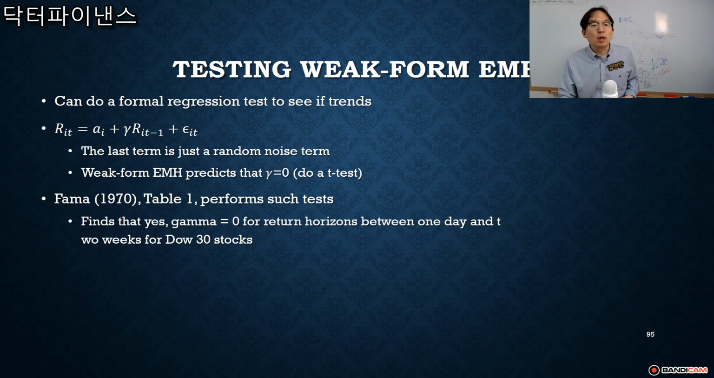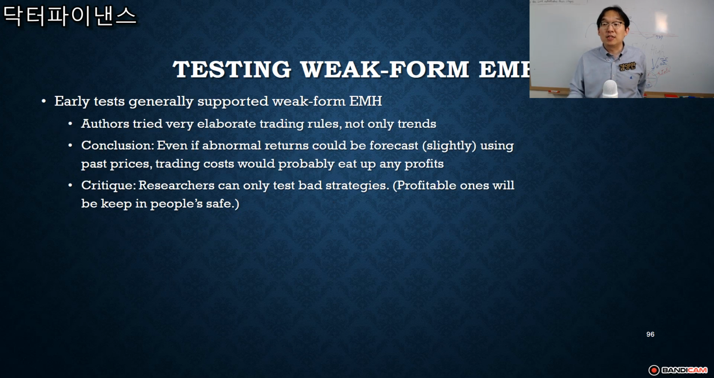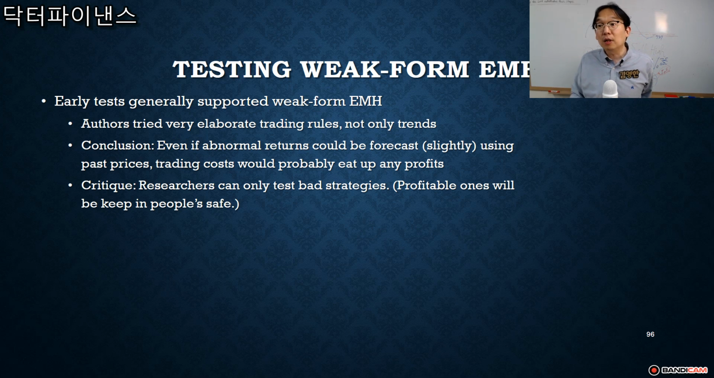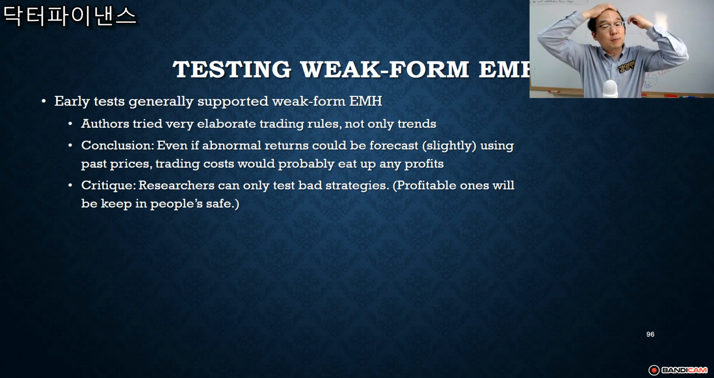Anyway, Eugene Fama and his fellow researchers in the 1970s found that for this coefficient gamma, they could not reject the null hypothesis that gamma is 0. So weak form market efficiency seemed to hold true, they said. That's what they found in the 1970s, with some limited data. But whether it should be true all the time is a legitimate question.